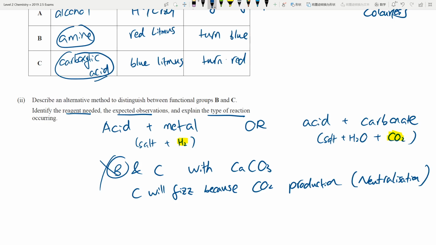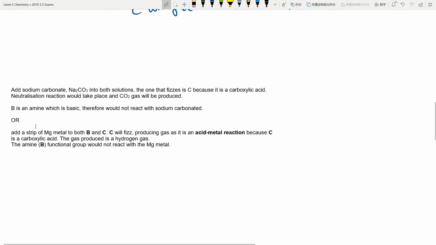Or you can react with a metal, but the chemistry isn't great. If you put vinegar with a metal, it does react, but it doesn't react that well. Normally it reacts really well with strong acids, but this is theoretical chemistry, so we'll let you go with either one.